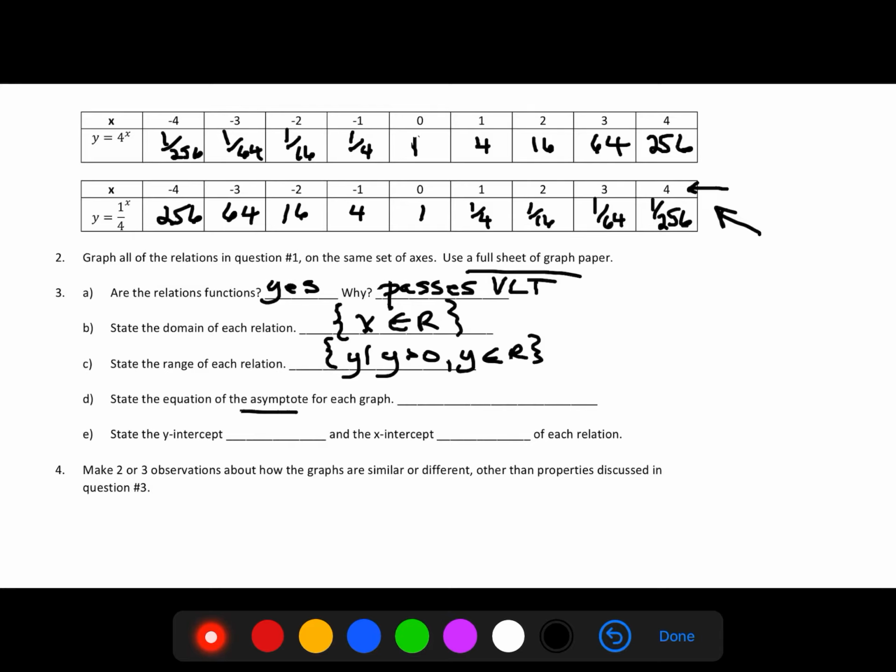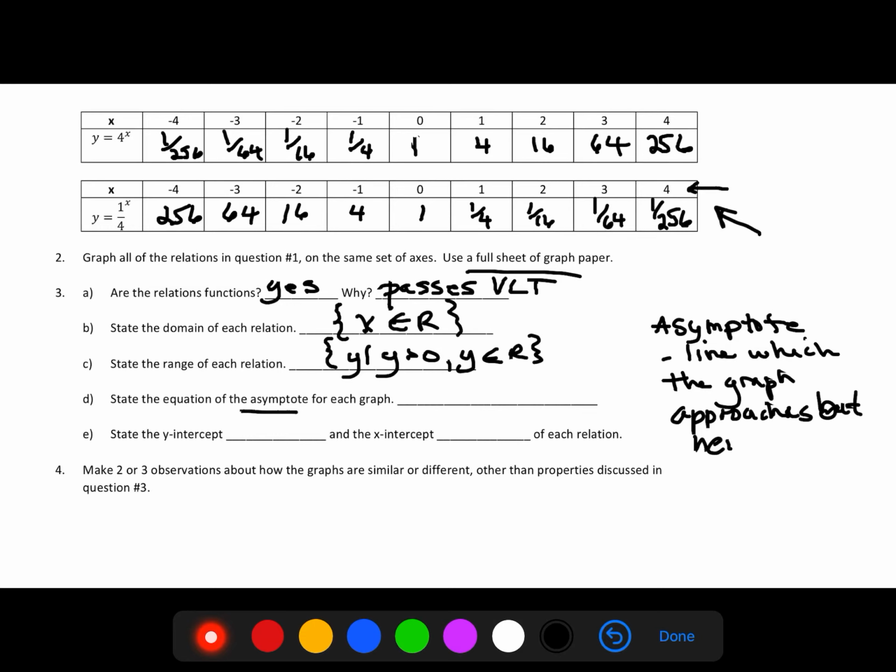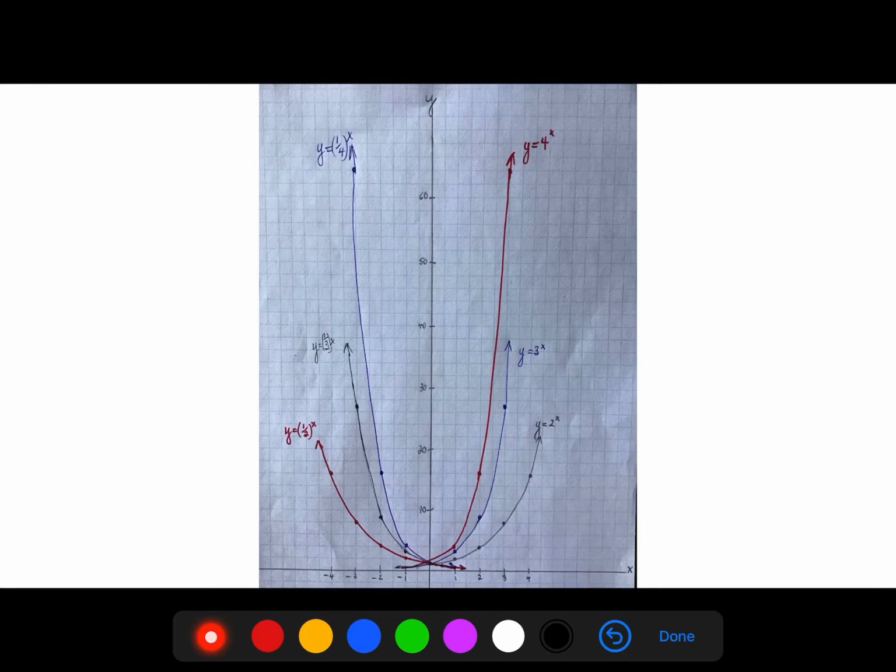Now, our equation of the asymptote. An asymptote is a line that our graph approaches but never gets to. So an asymptote is a line which the graph approaches, or gets closer and closer, but never touches or crosses.